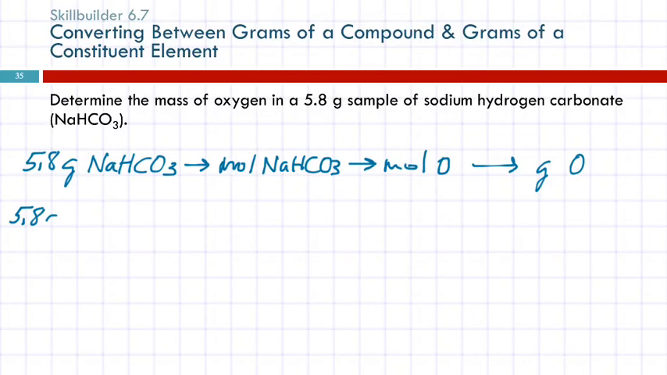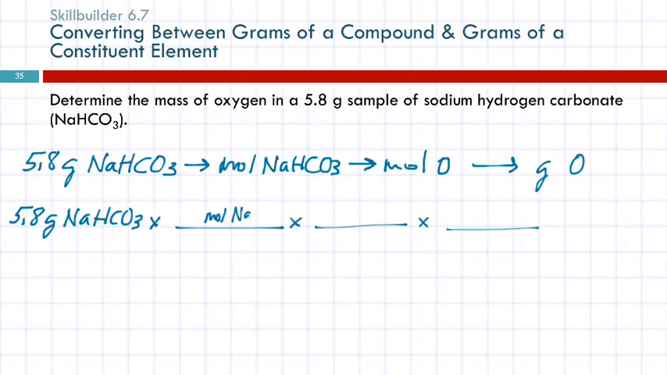So then we write this out again as our equation, our mathematical equation, 3 arrows, 3 conversion factors. What we've written here are the units in the numerator. Grams of sodium hydrogen carbonate. Next one is moles of sodium hydrogen carbonate. And then moles of oxygen. And then grams of oxygen. This unit comes to the denominator.